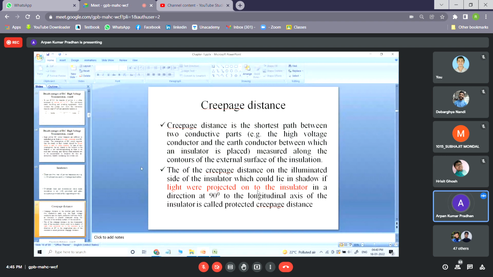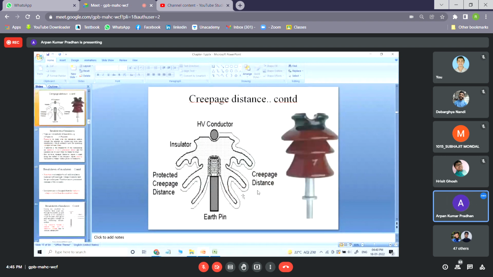If we look at the picture, you can see this is the schematic of the insulator. There is an earth pin connected to the cross arm, and here there is a groove where the high voltage conductor is placed.